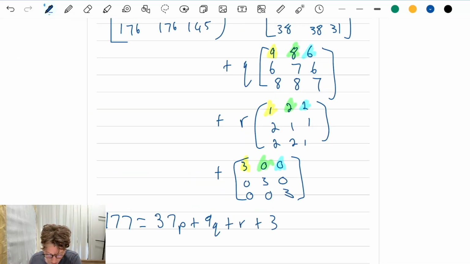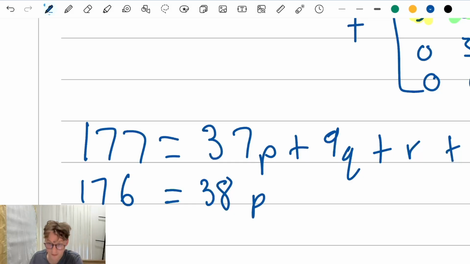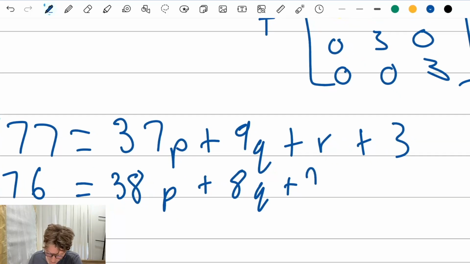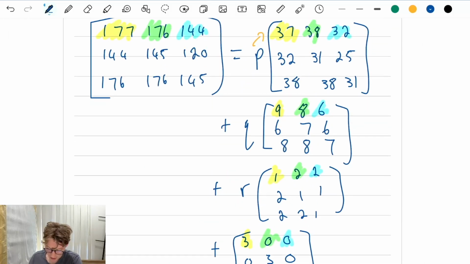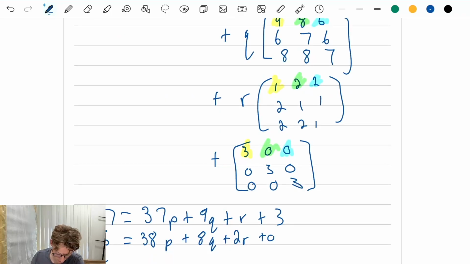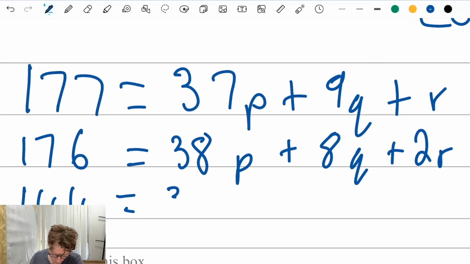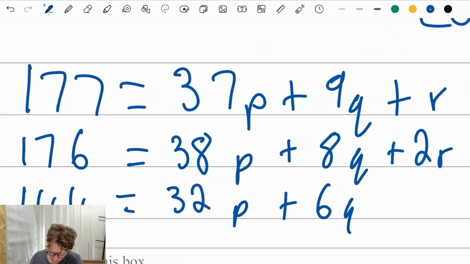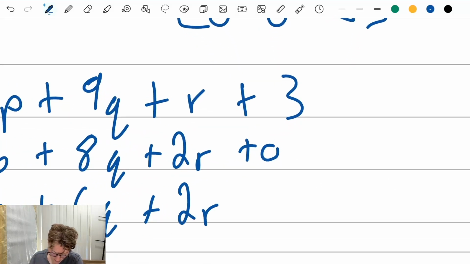So my second number was 176, and it's 144. So we got 176 equal to, it is going to be 38P for the matrix above. I'm just zooming in so I can write a little bit neater, plus 8 lots of Q, plus 2 lots of R, and then I guess I got zeros for the rest, right? But I could write plus 0 if I wanted to, okay? Again, 38, 8, 2, 0, and then I've got 144. These are my blue numbers now. 144 is equal to 32, 6, 2, 0. So that is 32P plus 6Q plus 2R plus 0.